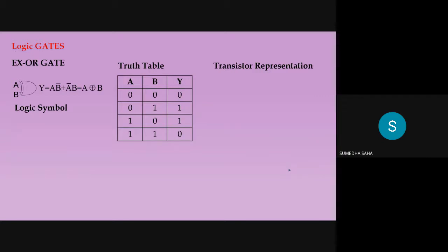As I mentioned, this is an example of the 2-input XOR gate, but in the market 3-input, 4-input, 5-input, 6-input, 10-input, 16-input, so many numbers of input XOR gates are available.